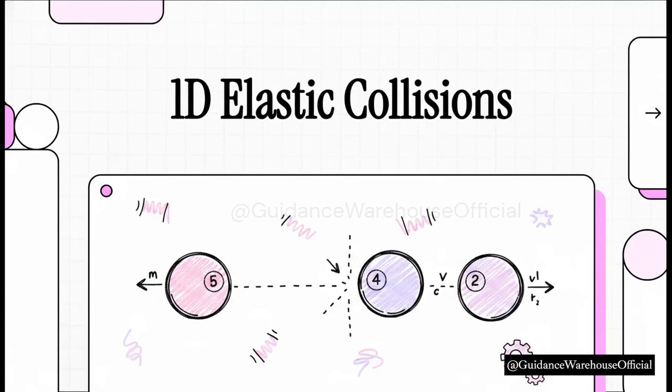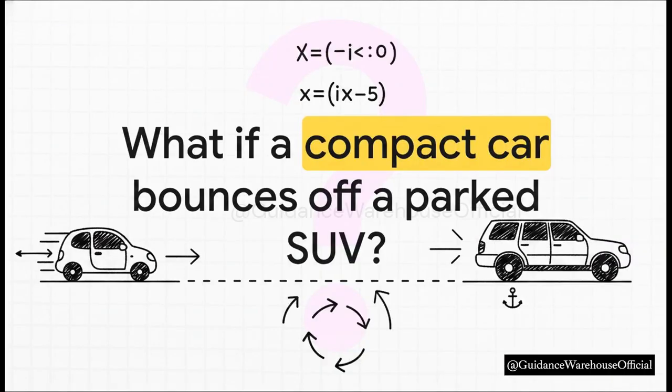Masterclass, one-dimensional elastic collisions. All right, let's jump right in. Picture this. What happens when a small, compact car, cruising along at a decent speed, suddenly rear-ends a massive, completely parked SUV, but instead of crumpling into a heap of metal, it perfectly bounces backward? How fast does the compact car rebound, and how fast does that massive SUV get pushed forward?